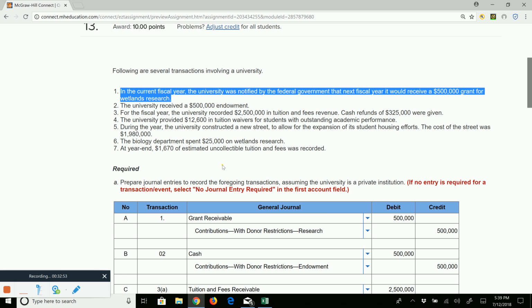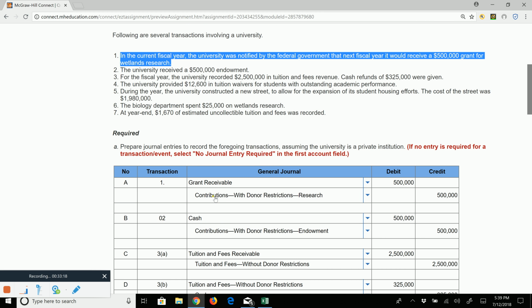Well, with a private institution, that is considered a contribution with a restriction. It's really a time restriction. There's also a use restriction on it. It has to be used for wetlands research, and it's also going to be received in the next year. So it's like a double restriction, right? Time as well as use. In any event, it's a contribution. It's unconditional. All right. We're going to receive it.